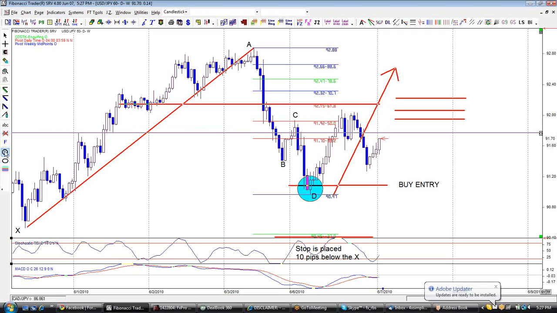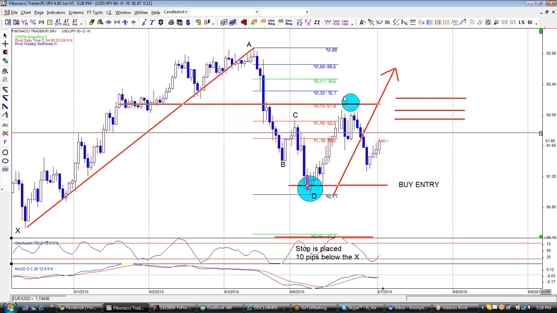So if I'm a seller, probably I'll be selling here somewhere at 92.15, 92.10, maybe 92.05. Let's see where this low is. The low is at 92.04. So anywhere between 92.04 and 92.10 would be my sell entry.